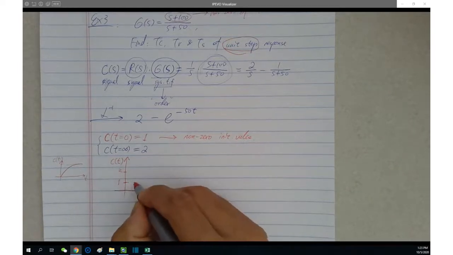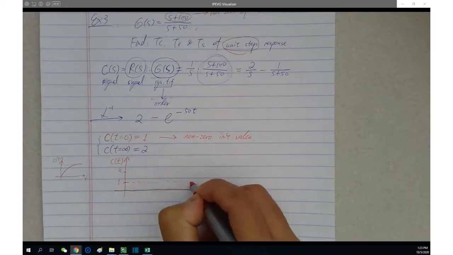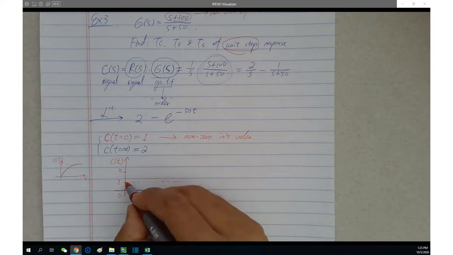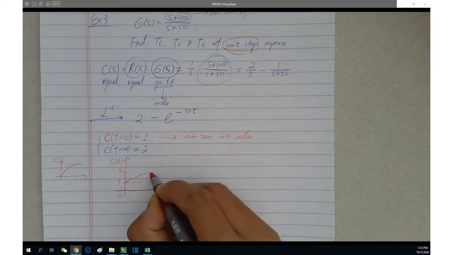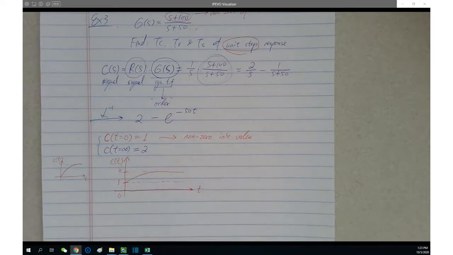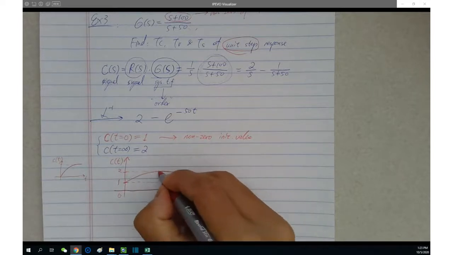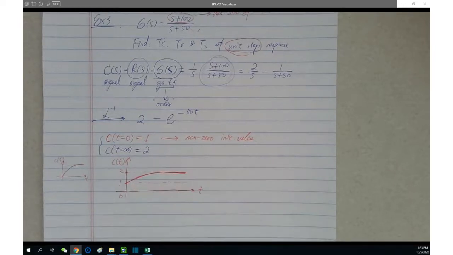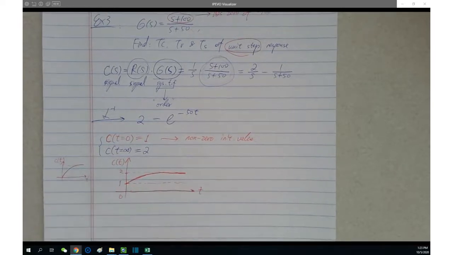So you're not starting from 0. Instead, you're starting from a non-zero value and then end up at the steady state value. This is what the curve looks like. This is the difference between these two.